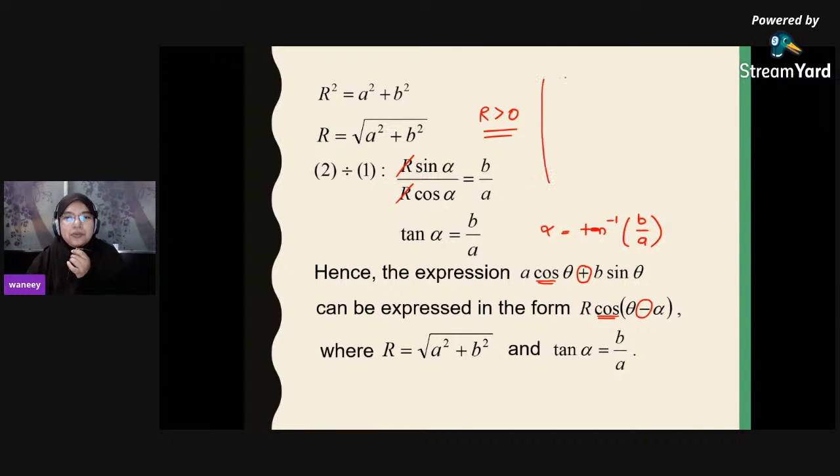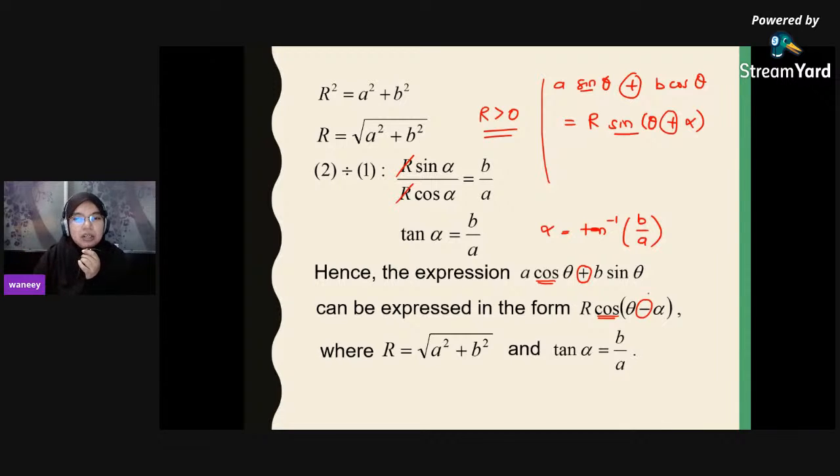So that means if you have a sin theta plus b cos theta, then it will simply be r sine theta plus alpha. So for sine, this is sine, this is sine. So we're going to keep the sign. So sine, sine, plus, plus. But for cos, cos, cos, plus, minus. So different sign for the cos, but make sure you have the same sign for the sine.